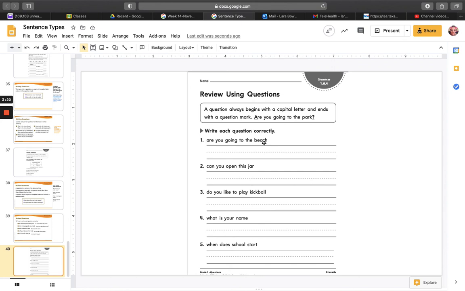Are you going to the beach? Can you open this jar? Do you like to play kickball? What is your name? When does school start? I want you to correctly write your sentences. Remember, capital at the beginning, question mark at the end.